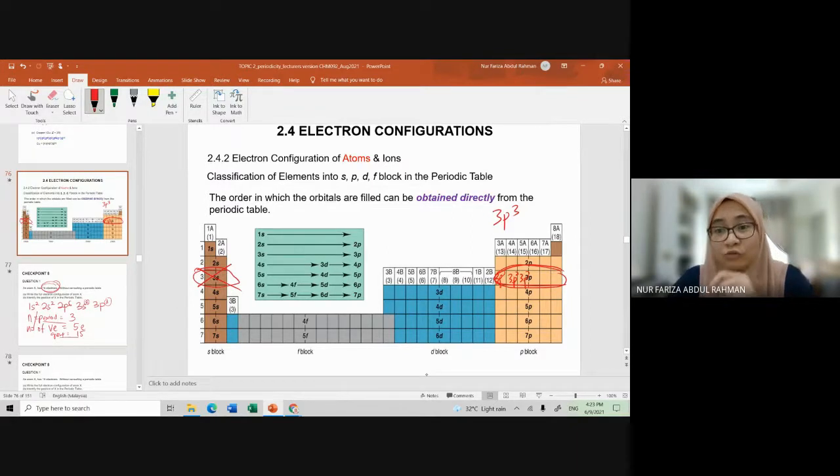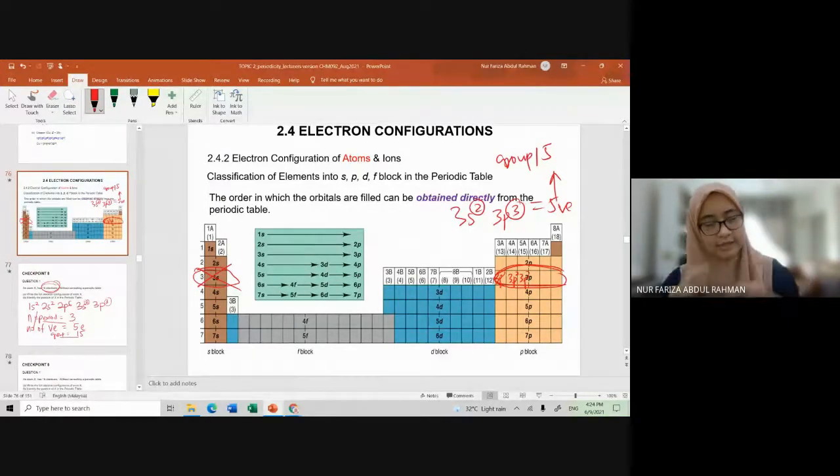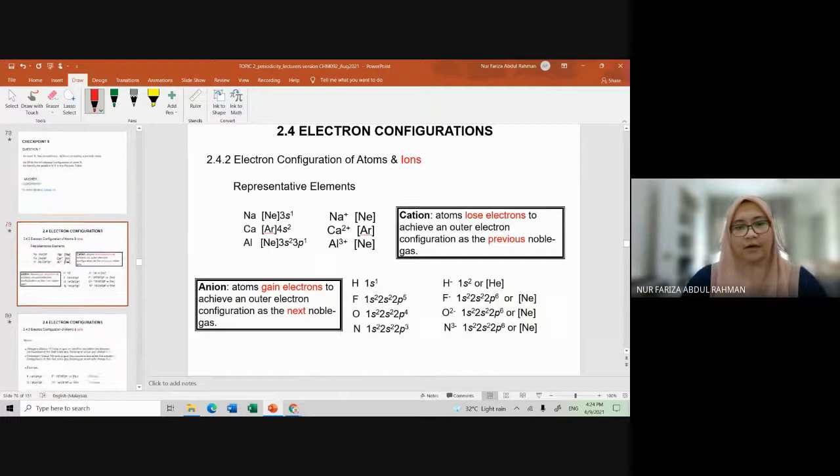Okay, and this is how to locate, but that does not represent the group. Group dia adalah you kena total up the highest n. Total up the electrons in the highest n. So dia ada 3s2 tadi kan. So 3s2, 2 plus 3 would be 5. 5 valence electrons equal to group 15. Okay, jangan confuse dengan tu. You kena betul-betul faham. Alright. Okay.